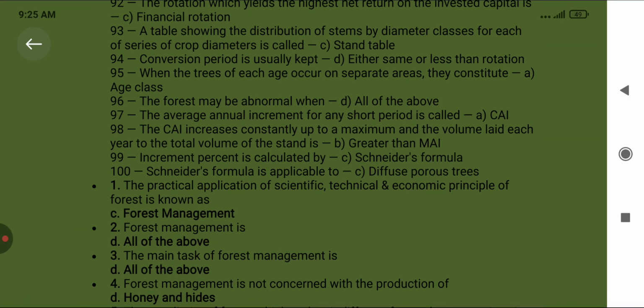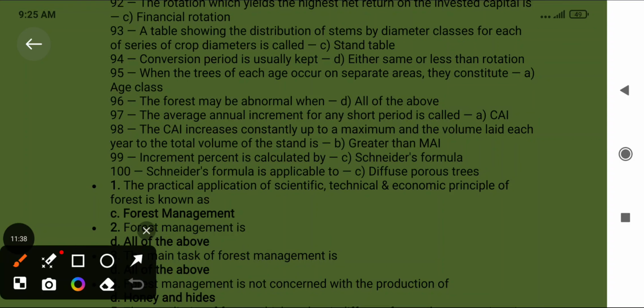A table showing the distribution of stems by diameter classes for each series of crop diameter is a stand table. The conversion period is usually kept either the same as or less than the rotation. When the trees of each age class occur on separate areas, they continue as classes.